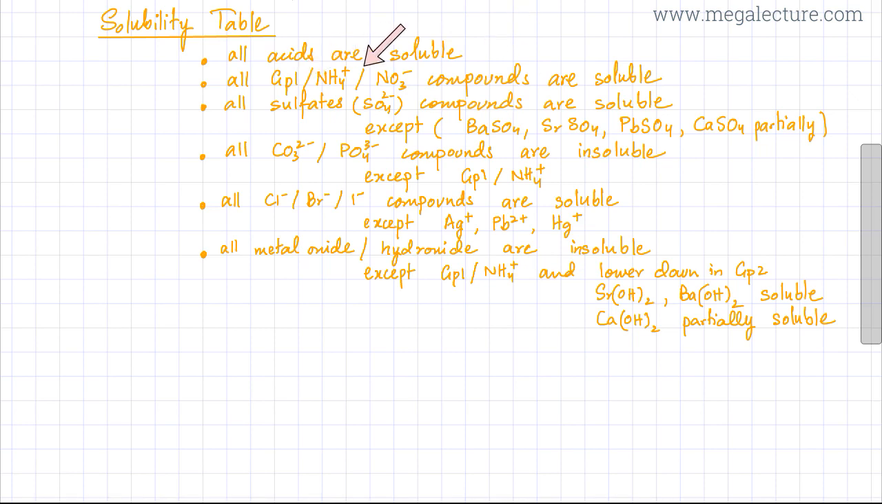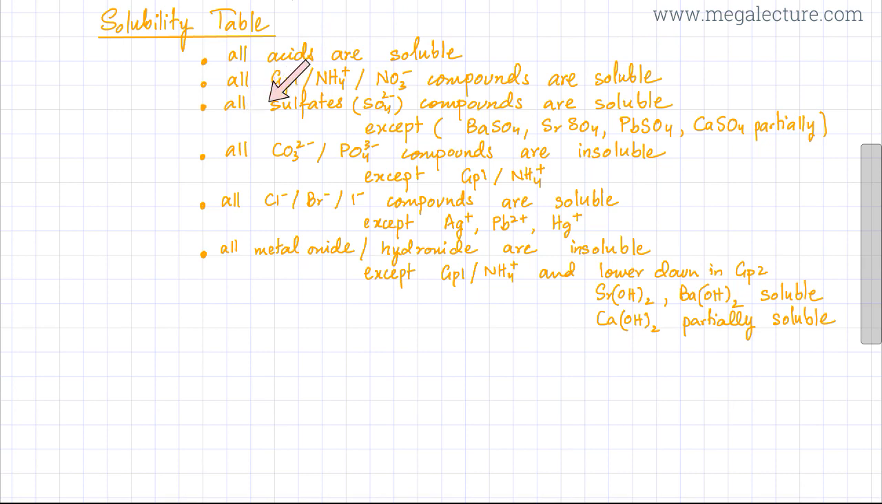Similarly, all group 1, NH4+ or NO3- compounds. So any compound containing these three ions is going to be soluble. For example, NaCl is soluble, ammonium nitrate is soluble, calcium nitrate is soluble. Anything that contains nitrate or ammonium or a group 1 cation is going to be soluble.